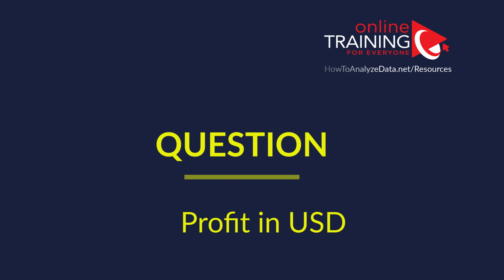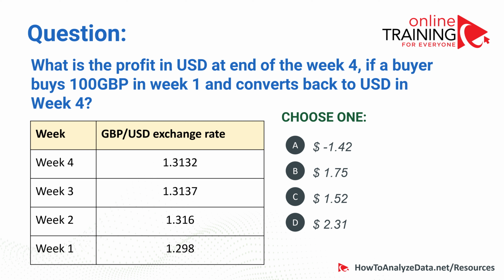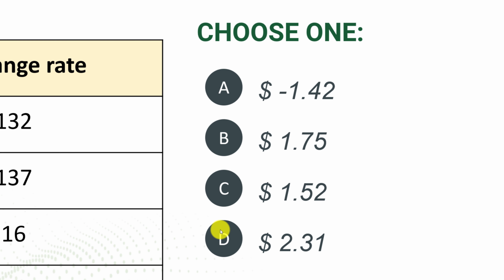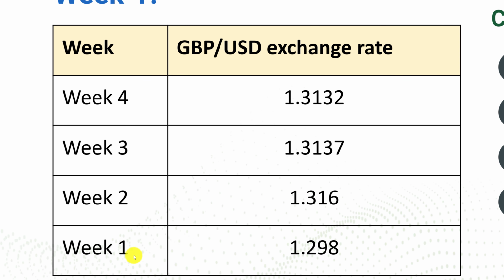Let's look at the question which you might get when applying for banking positions, insurance companies positions, or any other position within the financial industry. What is the profit in US dollars at the end of week 4 if a buyer buys 100 pounds in week 1 and converts back to US dollars in week 4? You have 4 different choices presented, A, B, C, and D, and then you have a table of the conversion rate between pounds and dollars for 4 weeks. In week 1, the conversion rate is 1.29, and in week 4, the conversion rate is 1.3132. Which one do you think is the right answer here?